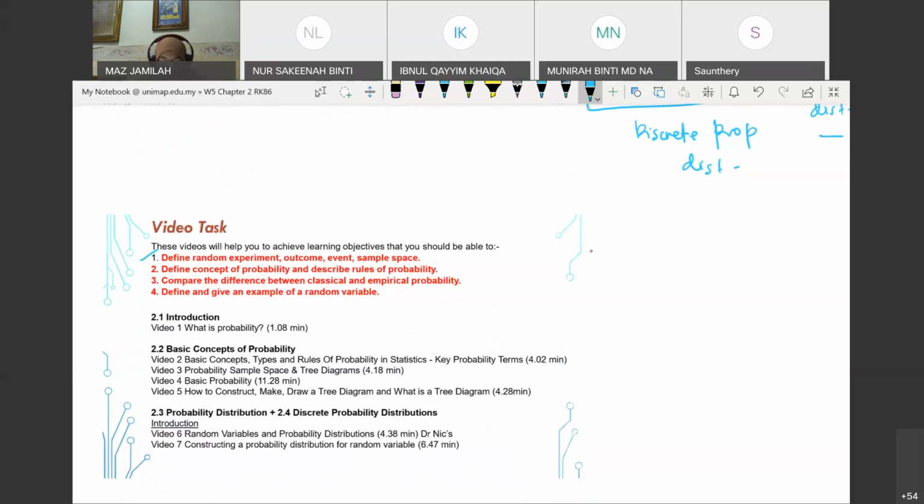Second, define the concept of probability and describe the rules of probability. Okay, we will look at that afterwards. Compare the difference between classical and empirical probability. And finally, define and give an example of a random variable.